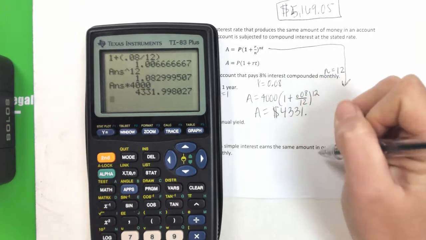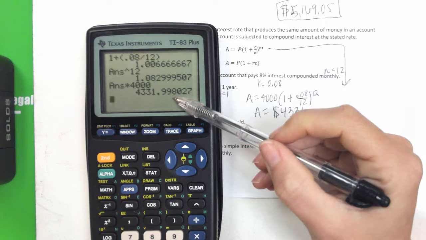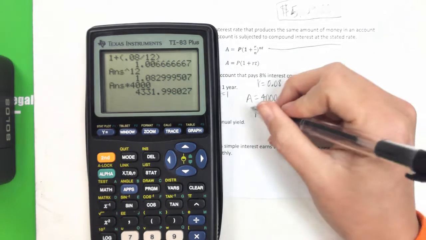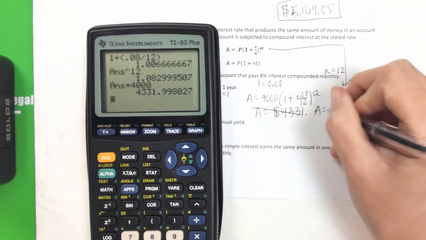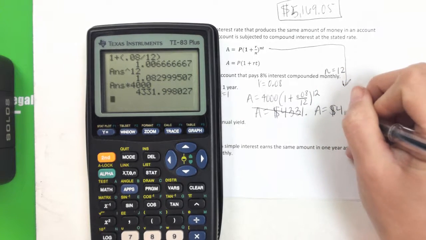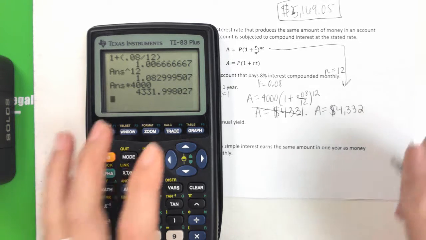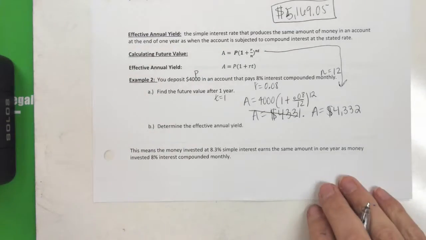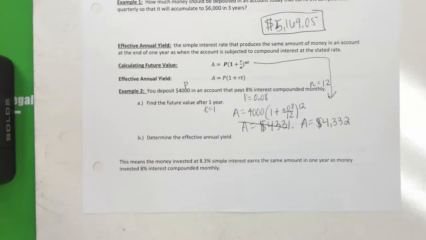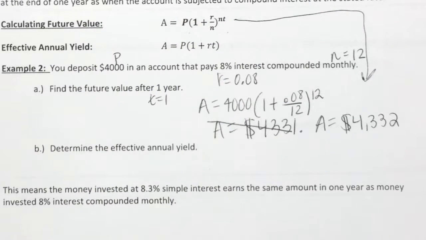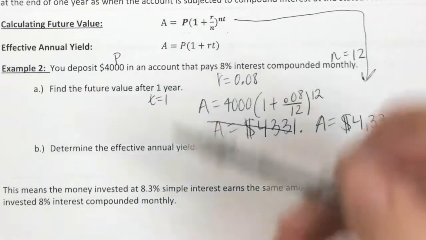So our A is going to be $4,331.99. See how the 8 is going to round up that 9? So we need to go ahead and round this to the next dollar. So our A is going to be $4,332. Okay. From here, we're going to determine the effective annual yield by using this formula right here.